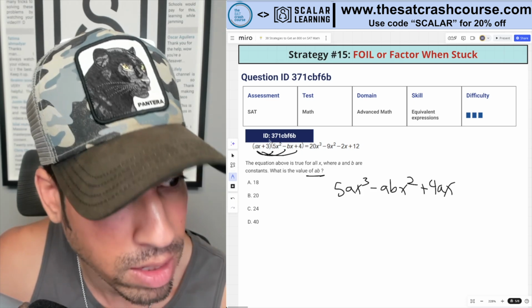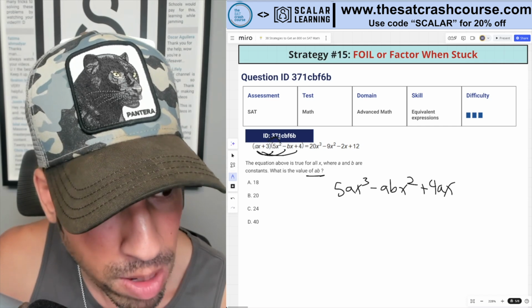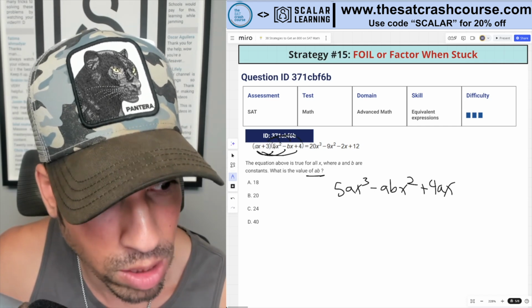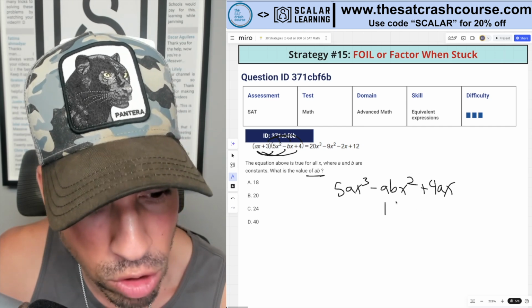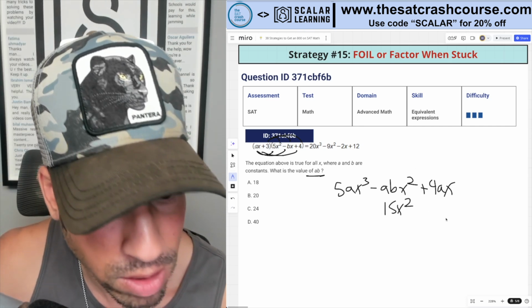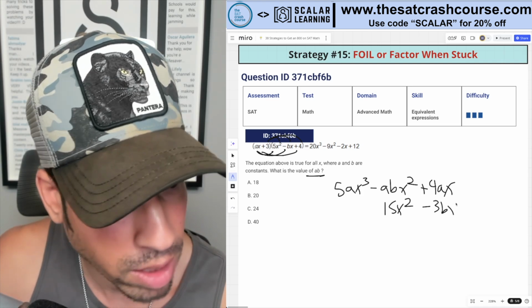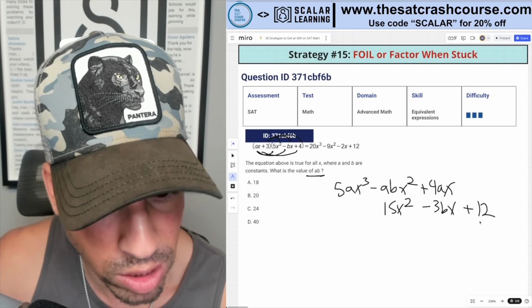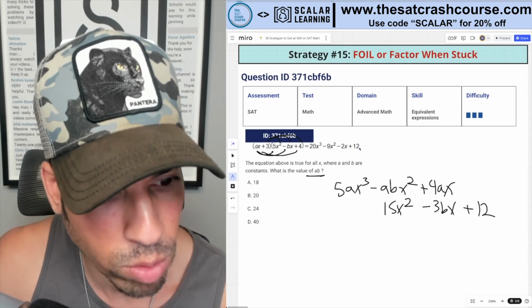And watch how I stack it. Now that I distribute the 3, we go bop, bop, bop, and I'm going to put the like terms right underneath each other, right? 3 times 5x squared is 15x squared, so I'm going to put it under here. 3 times negative bx is negative 3bx, and then 3 times 4 is 12. These are equivalent, right, because of the equal sign, so that makes sense that I got 12 equaling 12.